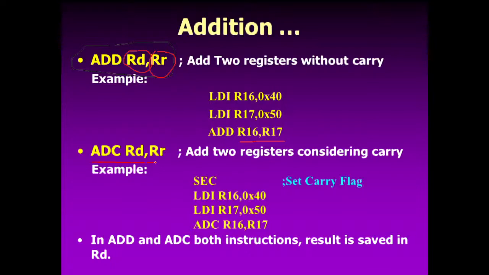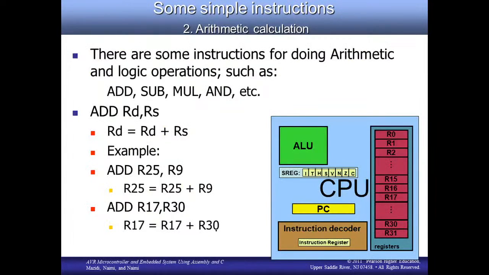Then addition with carry. In the case of addition with carry, along with the addition of these two registers, it will also consider the carry flag. If the carry flag is set, then it will add one more into the result. If the carry flag is reset, then ADC is the same as ADD. Both are the same, but ADC considers the carry flag: if it is set, it also adds the carry flag along with the content of the registers. This is how a few more instructions are there, similar to add.